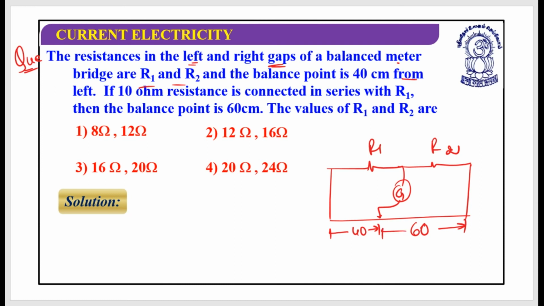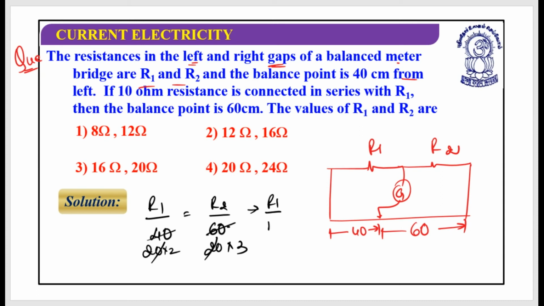Now they are saying if 10 ohm resistance is connected in series with R1, then the balance point is at 60 centimeter. Find the value of R1 and R2. Okay, great, so let's do it. R1 divided by 40 should be equal to R2 divided by 60. So R1 to R2 can be written as 2 is to 3.